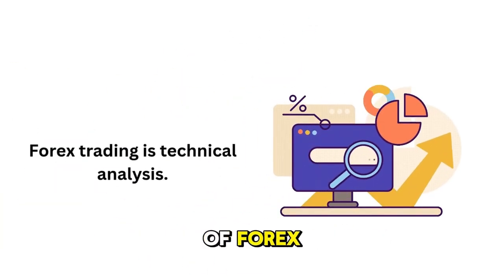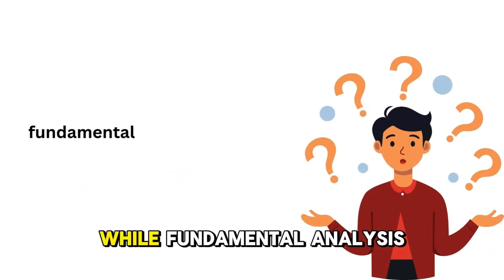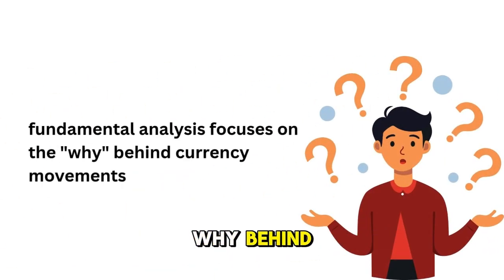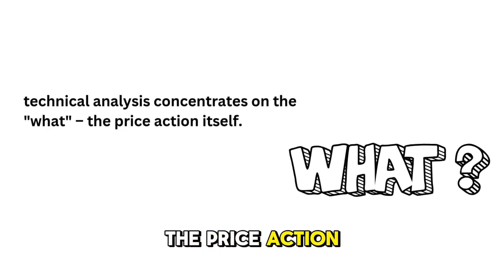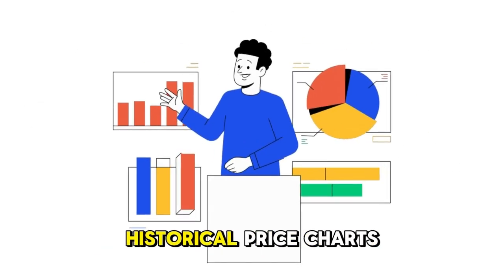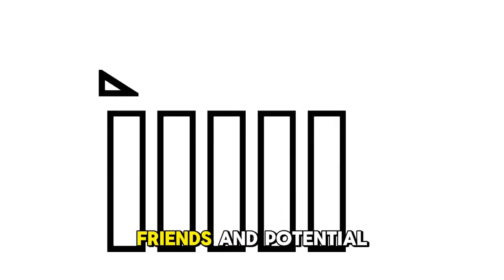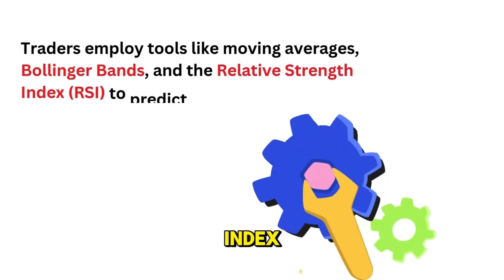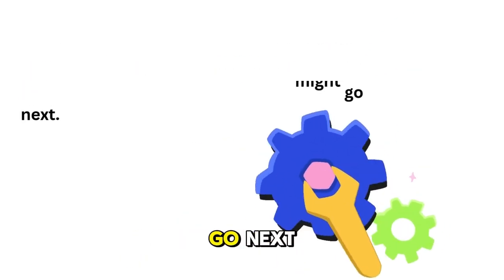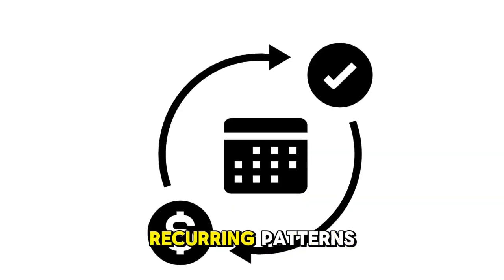Another crucial aspect of Forex trading is technical analysis. While fundamental analysis focuses on the why behind currency movements, technical analysis concentrates on the what, the price action itself. This involves studying historical price charts and using various indicators to identify patterns, trends, and potential future price movements. Traders employ tools like moving averages, Bollinger Bands, and the Relative Strength Index, RSI, to predict where prices might go next. The belief is that history tends to repeat itself, and by recognizing recurring patterns, traders can make informed decisions.